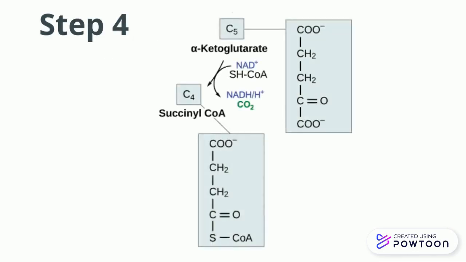Step 4 is decarboxylation and oxidation. Alpha-ketoglutarate undergoes decarboxylation, which means carbon dioxide is released. The resulting compound is oxidized. NAD+ is reduced to NADH and H+. The remaining molecule is attached to coenzyme A, forming succinyl-CoA by an unstable bond.